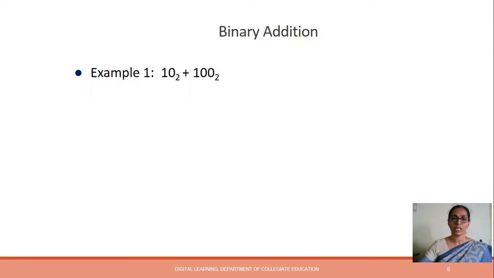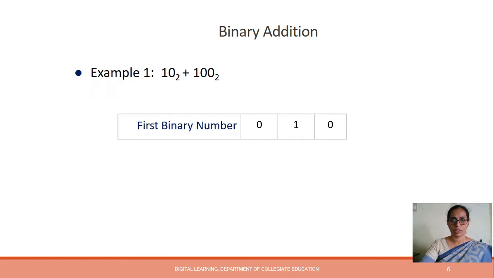Now let us see an example. Here the first number of addition is 1, 0 and the second number is 1, 0, 0. Both are binary numbers. So we can see the step-by-step procedure. First number is this one. Since this is having only 2 bits, we are making this as 3 bits by appending a 0 at the beginning. Second binary number 1, 0, 0.